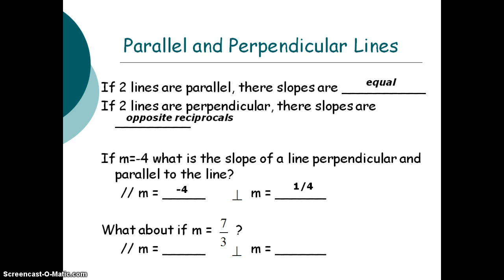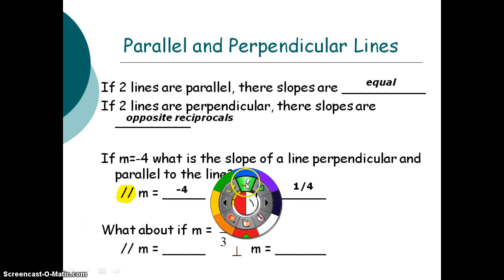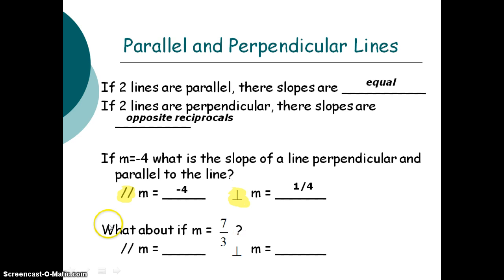Remember that the sign for parallel is two straight lines. These look kind of slanted. So I'm talking about the ones right here. Parallel, the sign for perpendicular is right here. Alright, what about if the slope is 7/3? Well, the parallel slope would be the same. It would be 7/3. And the perpendicular slope would be negative 3/7.